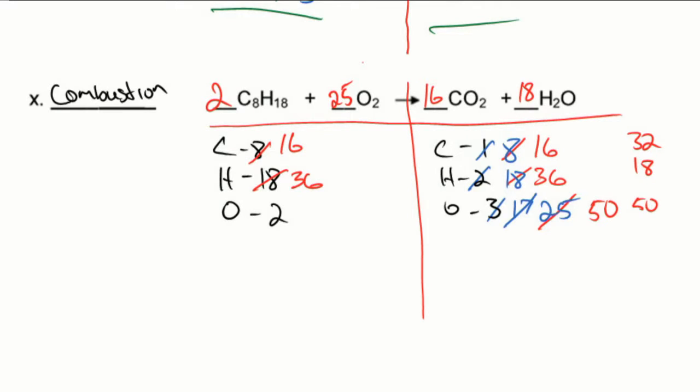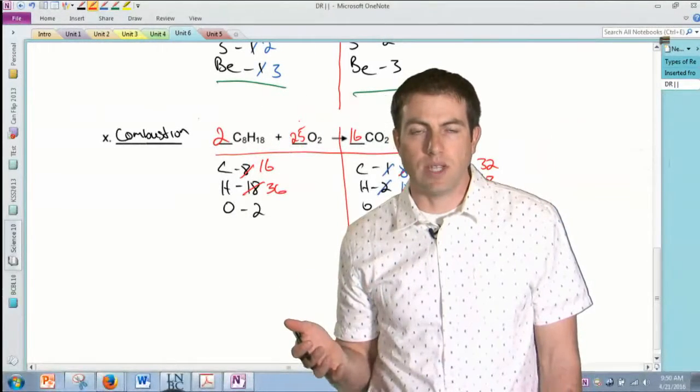There's another method where people will put in front of the oxygens something like 12.5. And you know you can't have half a molecule. But once you have something like 1, 12.5, 8, and 9, you just double everything to 2, 25, 16, and 18. That's another method for balancing combustion reactions. If you were to look online, you'd see those. So there you go. Combustion reactions are the most difficult in my opinion, but they always work out the same way.